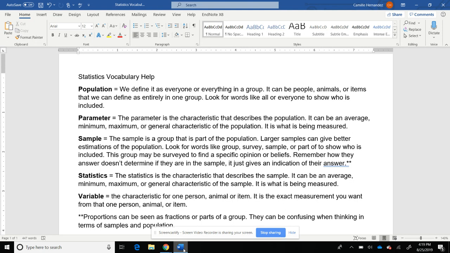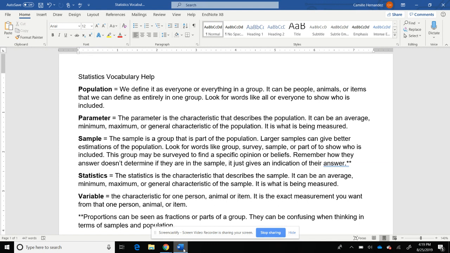It can be people, animals, or items that we define as entirely in one group. So think about the US population. We're including everybody in the United States in that population. We haven't made any definitions of who is or isn't in that group. We're just looking at the entire group. So we're going to look for words like all and everybody to show who's included.